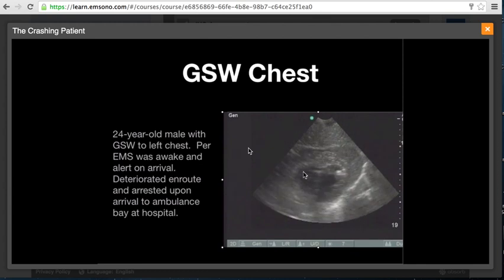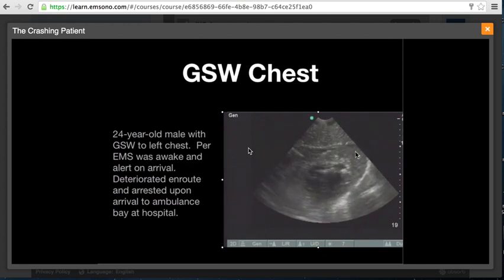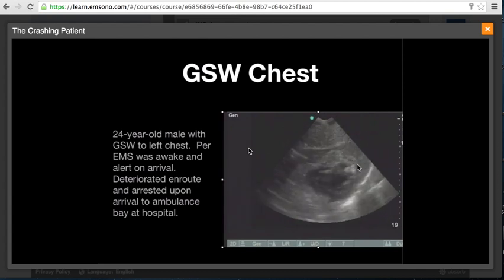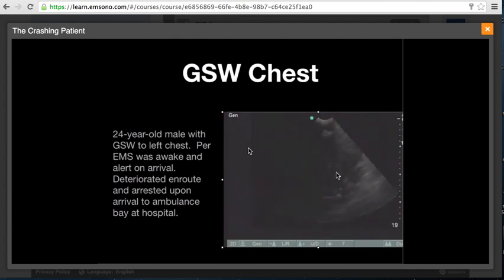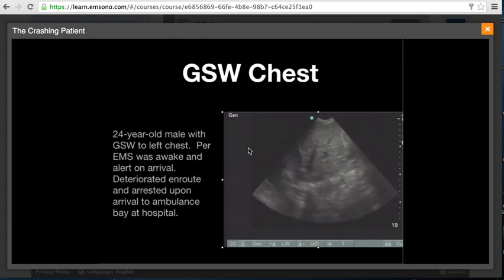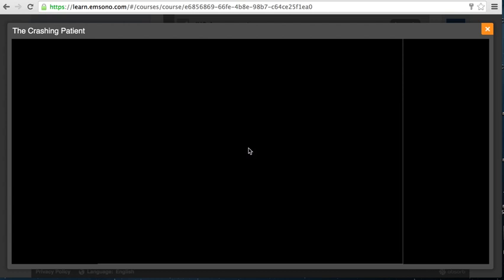But this was a patient who arrived to the trauma center in full cardiac arrest and has no organized cardiac activity. There is a large pericardial effusion, and I'm assuming that this patient had tamponade physiology that led to his arrest. But given that this patient had asystole, no further resuscitative efforts were performed, and the patient was pronounced. That concludes the lecture on the use of focused echo in the crashing patient.